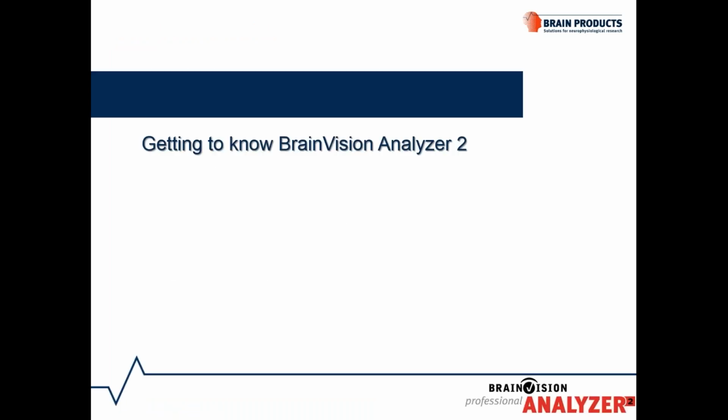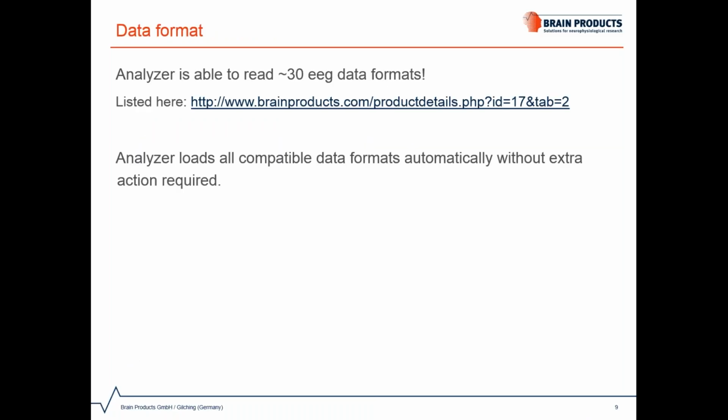So let's start with some basics before we have a look at the Analyzer interface. Analyzer is able to read about 30 different EEG data formats. Please check our website for a list of all the readers which are implemented. No matter how your EEG data format is stored, as long as it is compatible, Analyzer will treat it as every format, so no conversion is required. As an example today, I used the native BrainVision format.